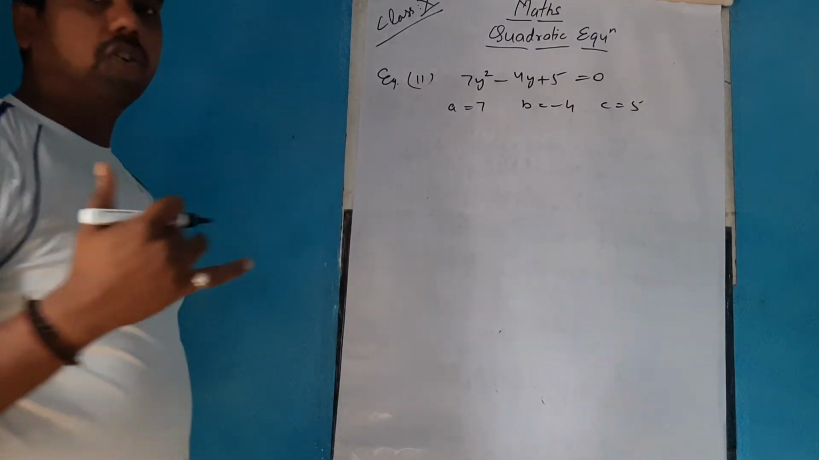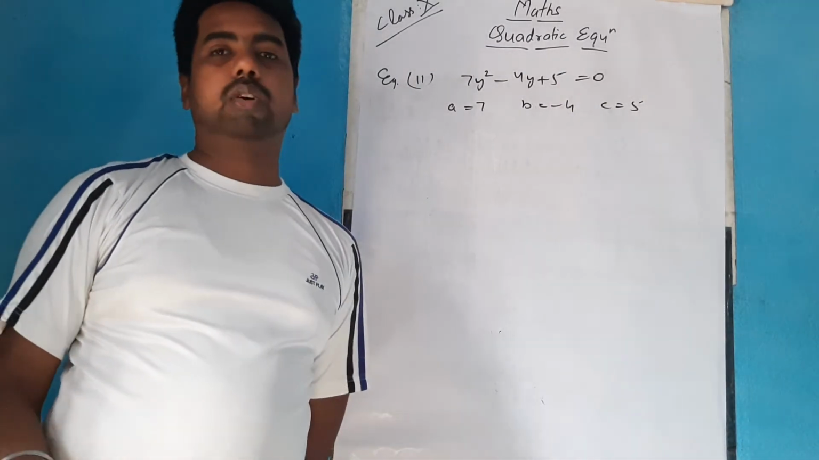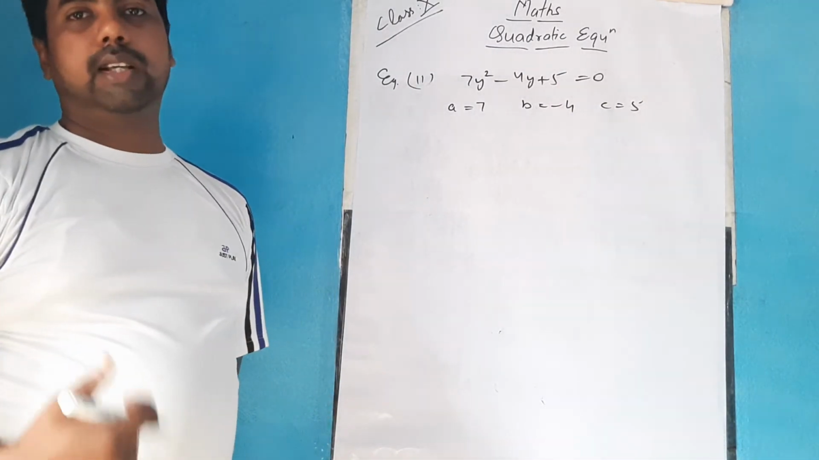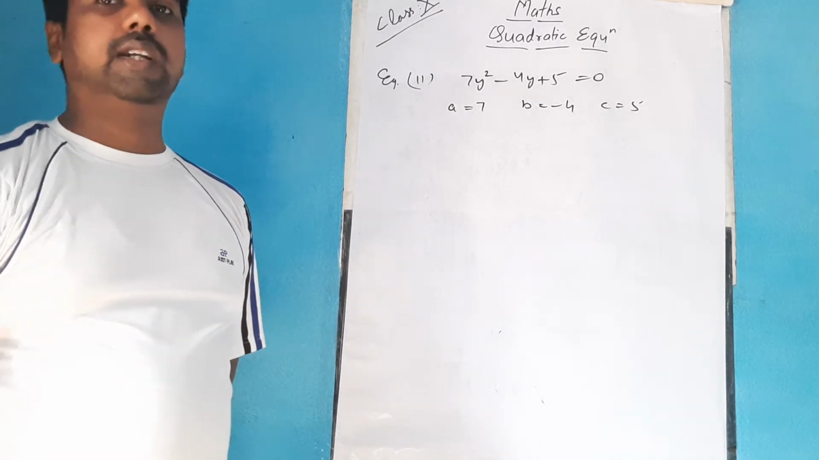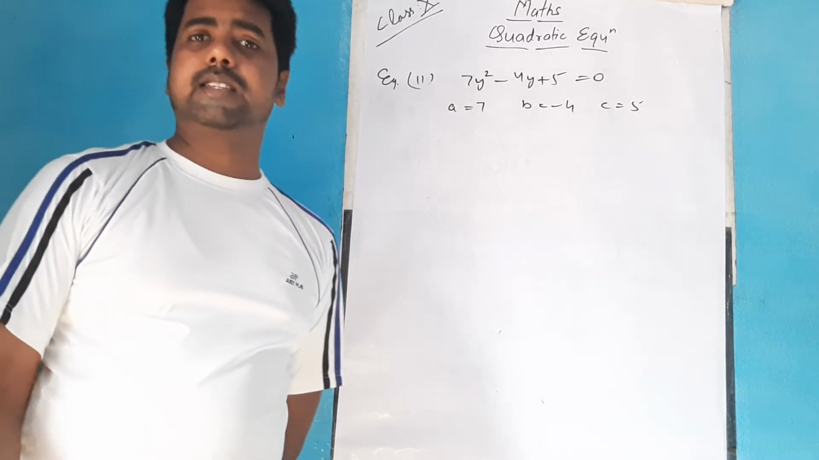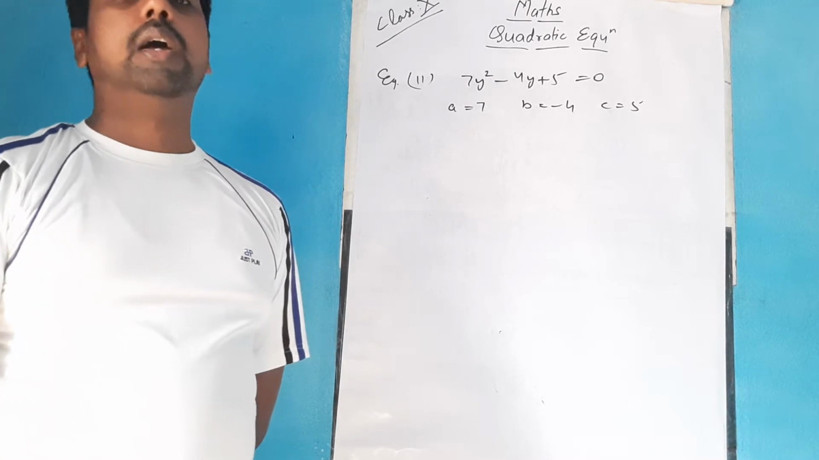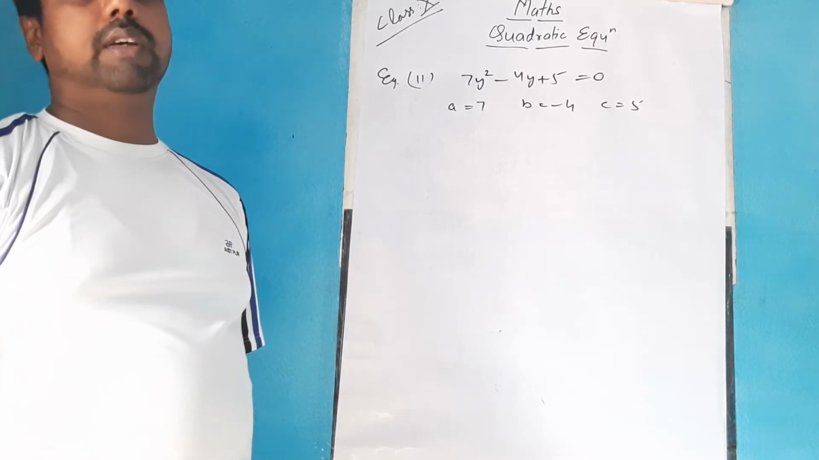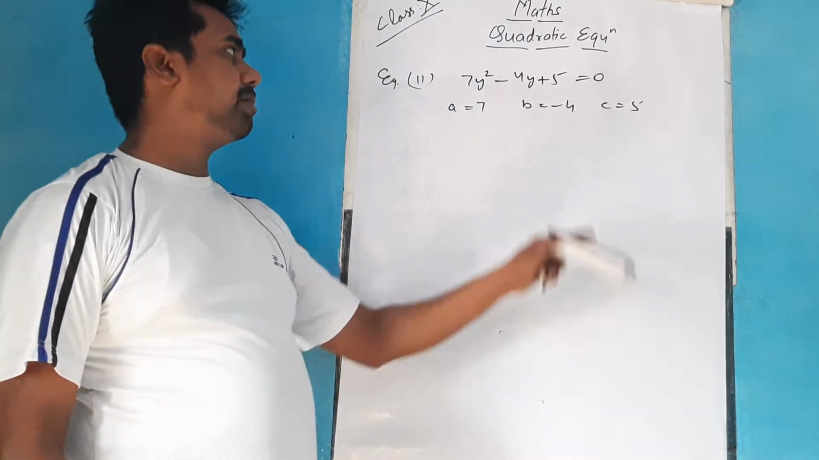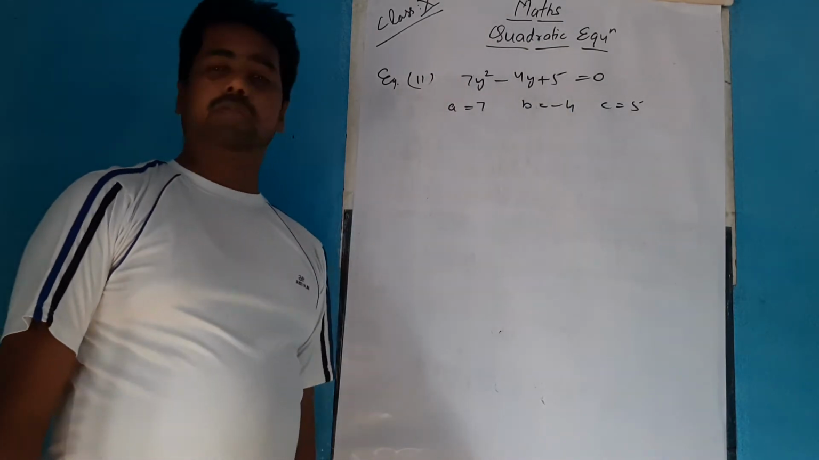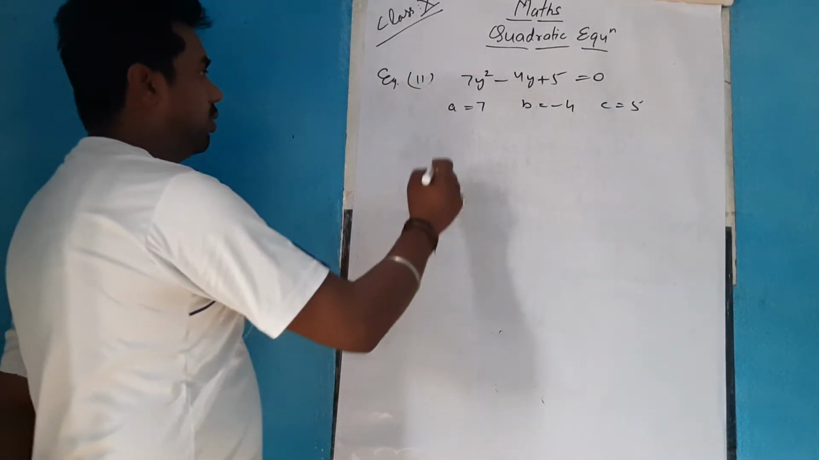A is the coefficient of y square or x square, b is the coefficient of x or y, and c is the constant term along with the sign. If a plus sign is there, there is no requirement to write the sign. But if a minus sign is there, for any of them, you will have to take the sign. As here b was having minus 4, you will take it as minus 4.